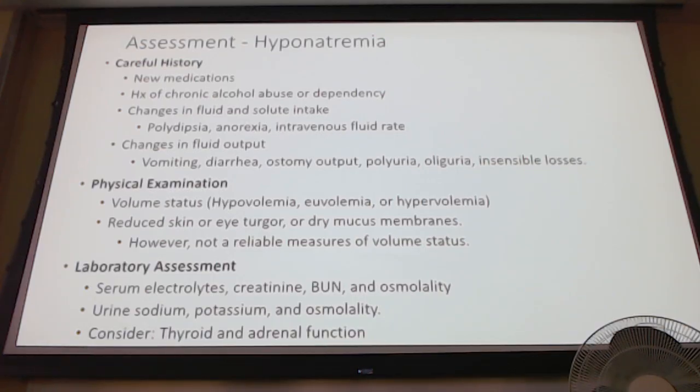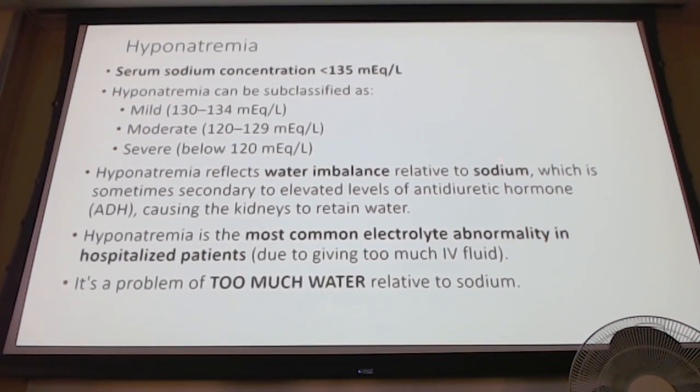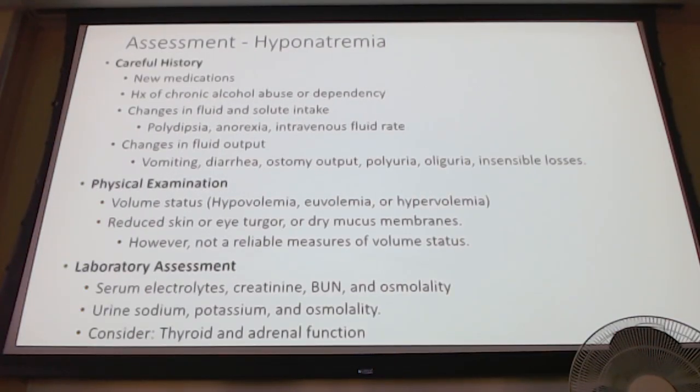This is a little counterintuitive, but think about rapid changes where your body is expelling fluid, but the concentration is low. So vomiting, diarrhea, ostomy output, polyuria, oliguria, insensible losses. As long as you have that water imbalance relative to sodium, so sodium is low and water is high, then you're going to have some issues. You're going to be hyponatremic.